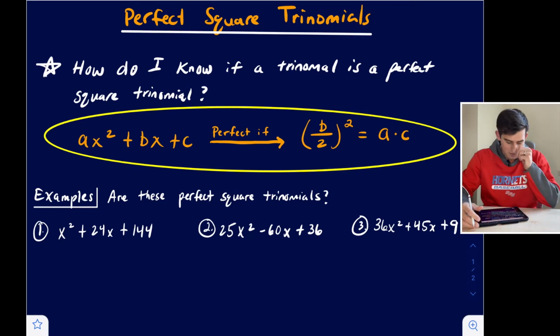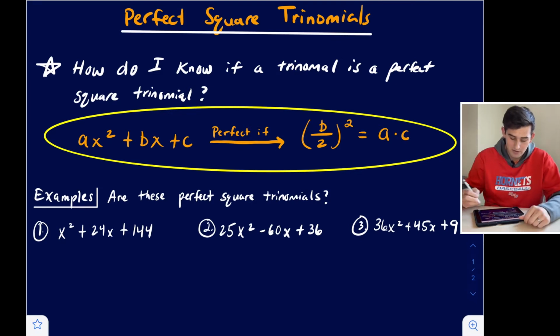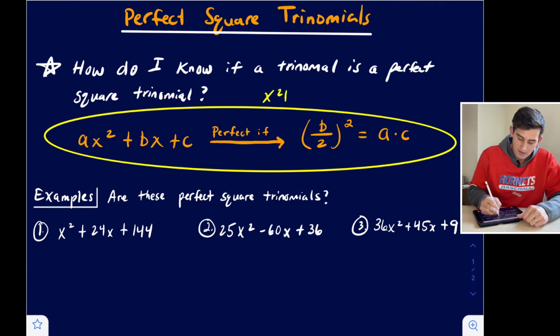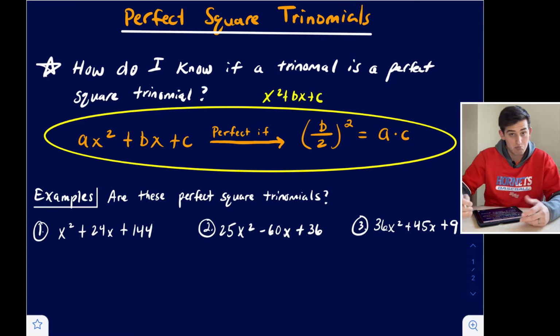Okay, so the first thing we're going to do, how do I know if a trinomial is a perfect square trinomial? Well, we have to check what the numbers are in the trinomial, right? We know we have ax squared plus bx plus c. Notice sometimes a might be 1, right? So that might also just look like x squared plus bx plus c, okay?